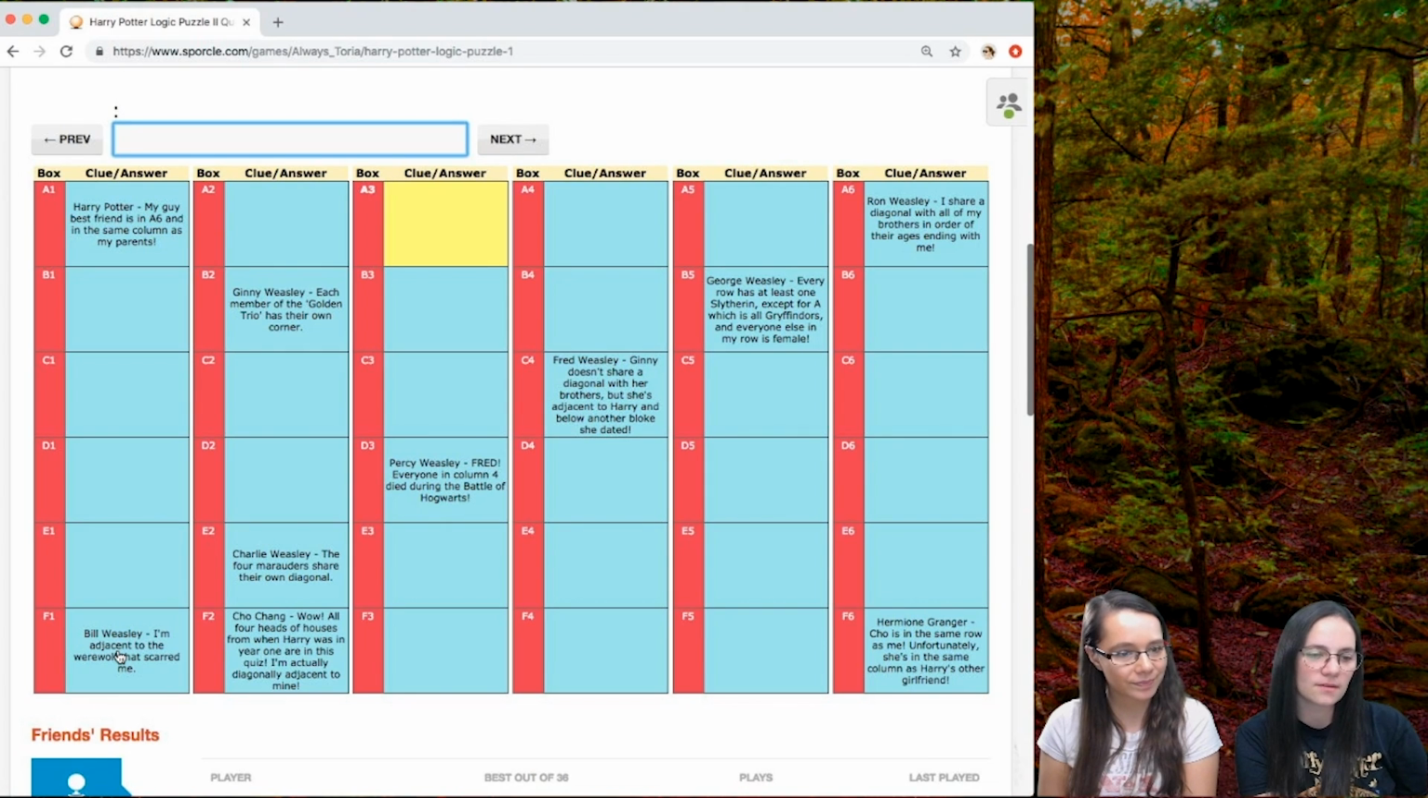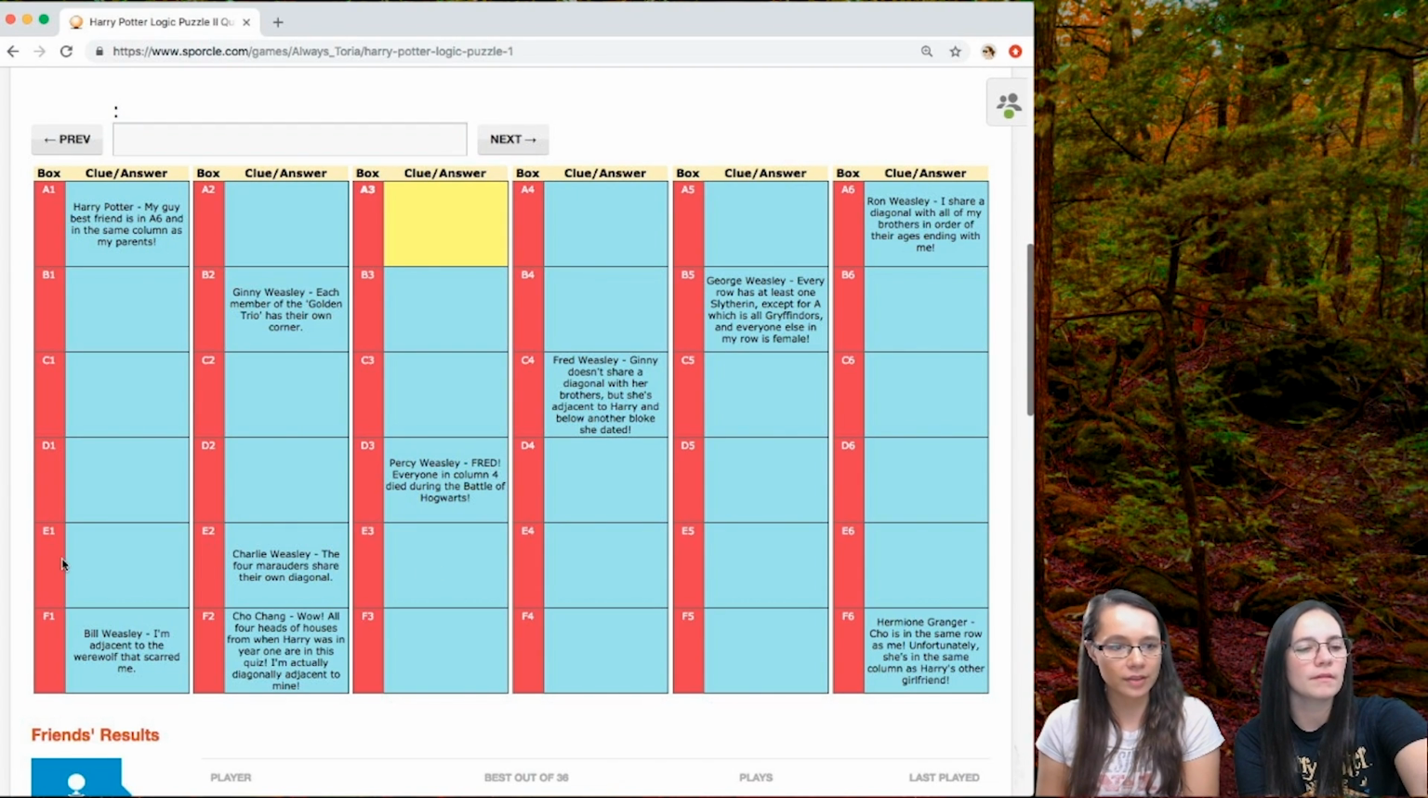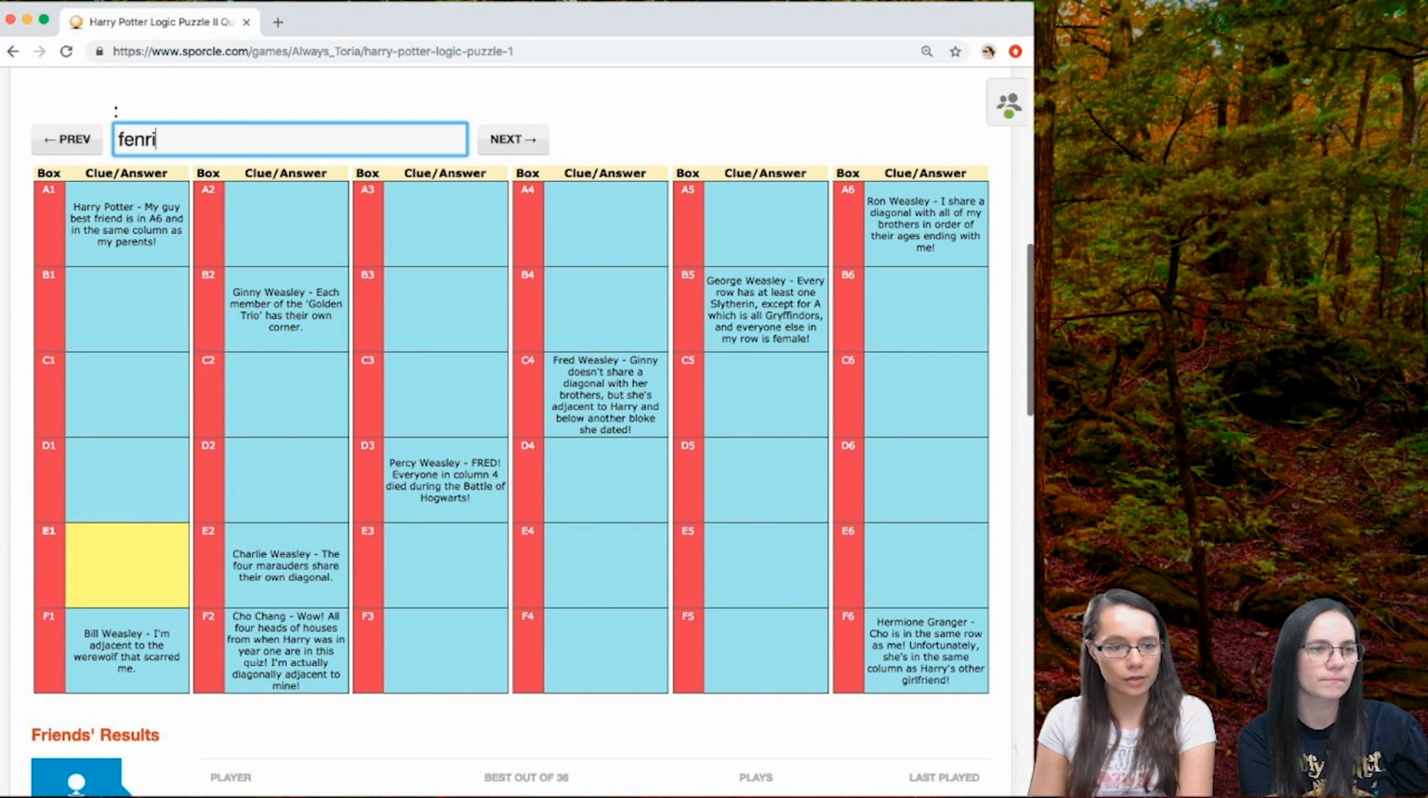All four heads of houses from when Harry was in year 1 are in this quiz. I'm actually diagonally adjacent to mine. Okay, well, we know now. We know that this has to be Fenrir, which makes this Flitwick, because she's diagonally adjacent. Yes, you're right.